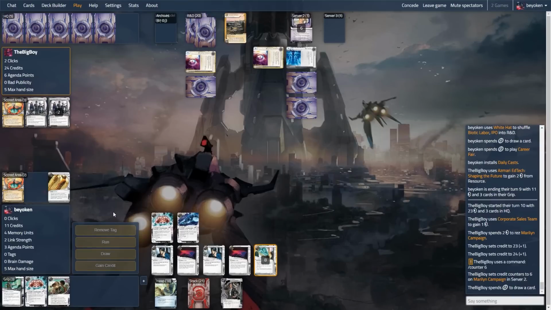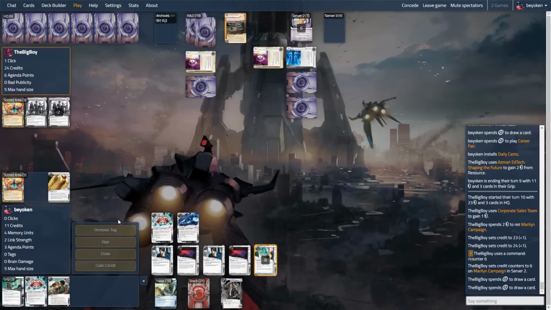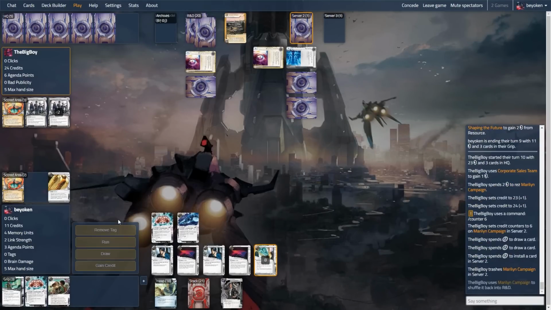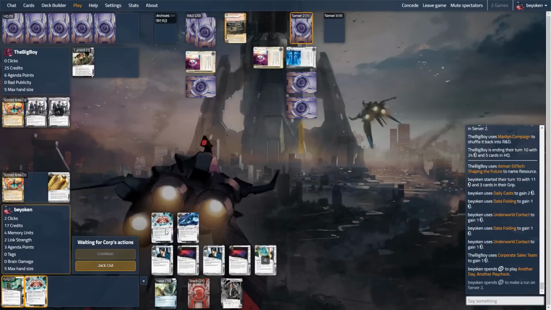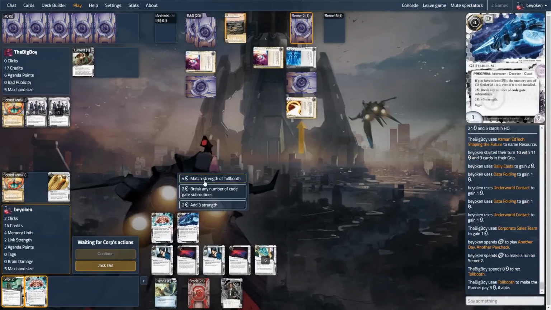Unfortunately, again, even though it's a trace-based card and I'm supposed to do well against it, my opponent's way too rich. That trace 9 that the Big Boy forced on me really set me back quite a bit. As you're about to see, I'm going to contest this server right here.